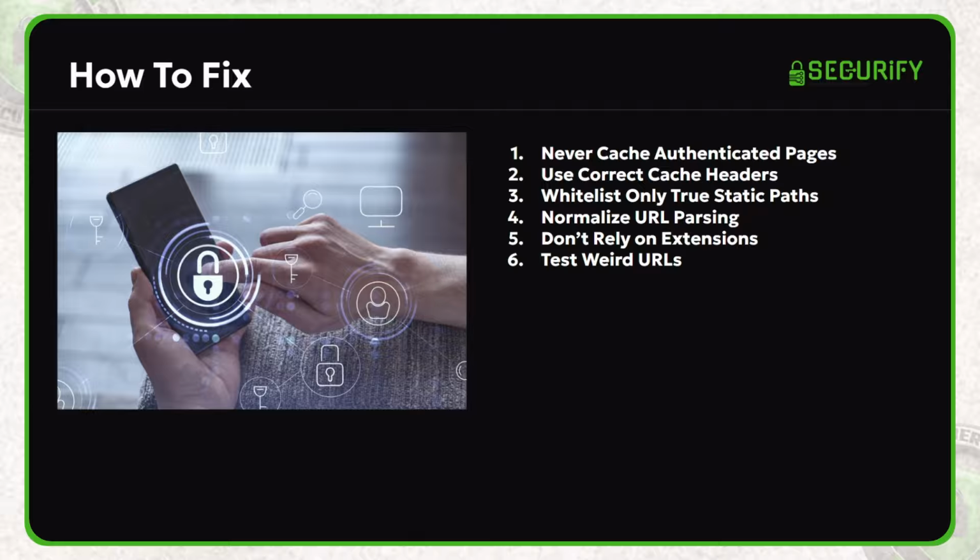Also, avoid relying only on file extensions to decide what is cacheable. Extensions can be faked, paths can be misleading. Attackers know this and take advantage of it. And finally, test your app by trying encoded paths, extra directories, and strange URL patterns. If you can reach a sensitive endpoint through a weird-looking URL, you may have a cache rule that needs to be fixed. By following these steps, you can close the door on web cache deception and make sure your app serves the right content to the right user every single time.